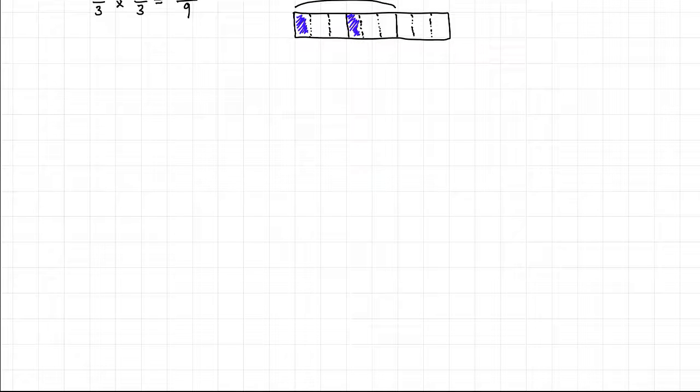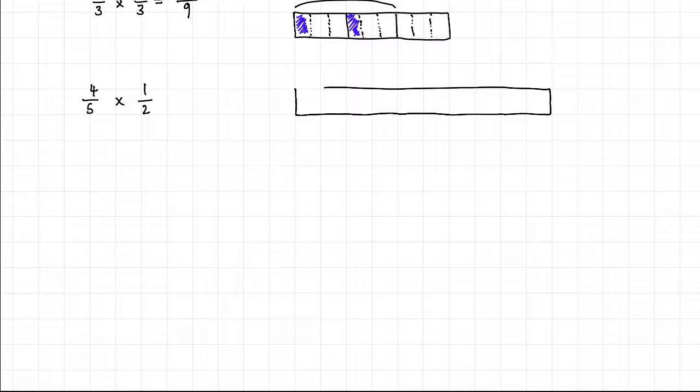Let's have 4/5 multiplied by a half. Okay, I want you to think about what the diagram will look like before I start drawing it. But this time I'm actually going to draw a long rectangle. Okay, and I need to split that into fifths. So now I've got 1, 2, 3, 4, 5/5, and I need to start with 4/5. Okay, so that's 1, 2, 3, 4.